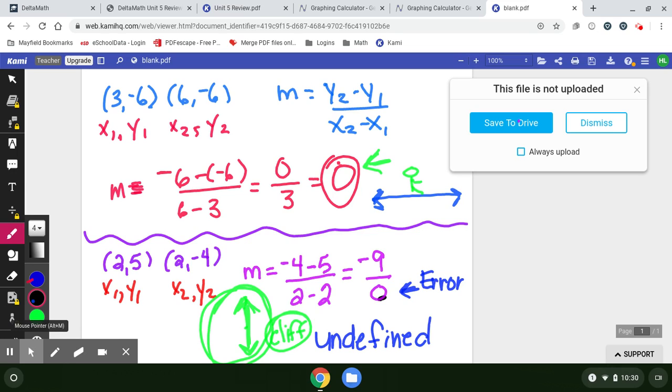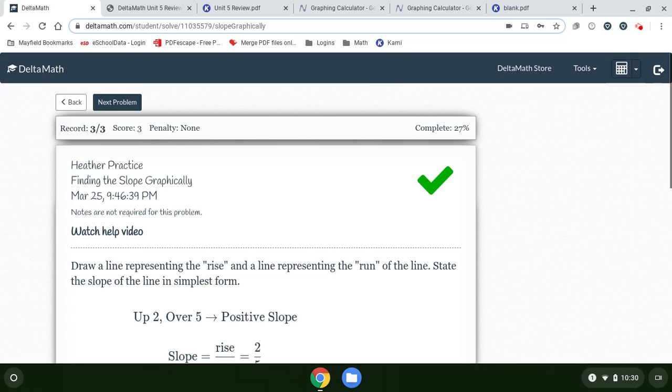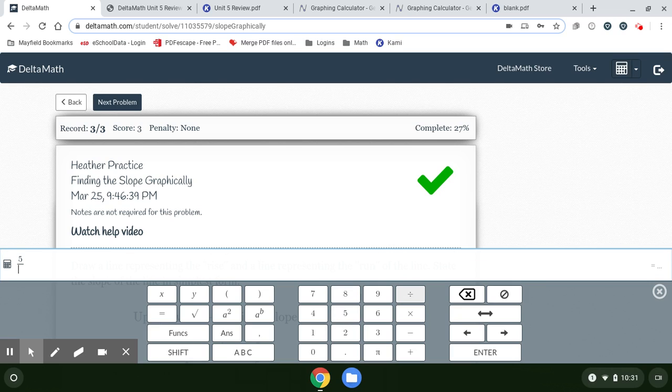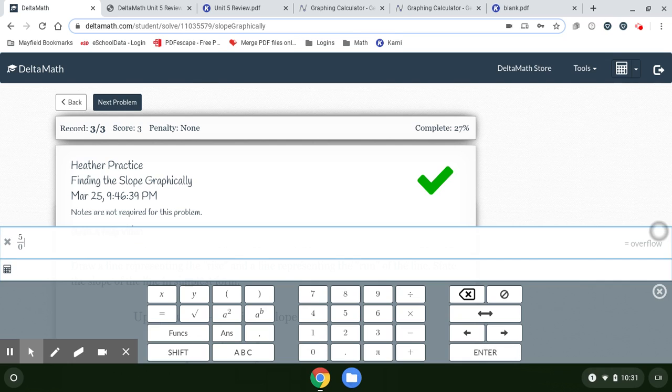The ones that are on Delta Math are just like the ones that I just did for you. You're just going to fill in the equation. You can use the calculator at the top to do any of them. If you end up dividing by 0, like 5 divided by 0, it's going to give you overflow, which means undefined. Okay, so I hope that helps with your slope. Let me know if you have any more questions.